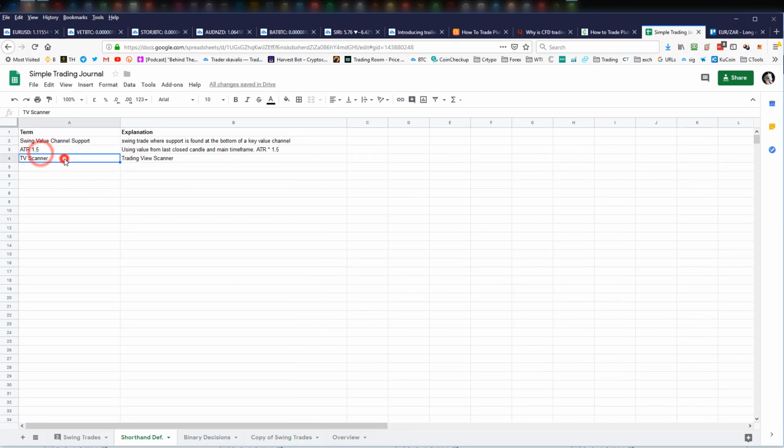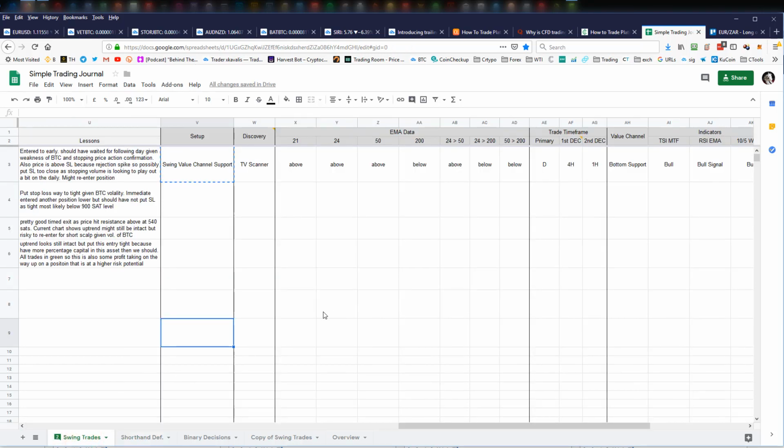Here, for instance, I have TV scanner, TradingView scanner, and swing value channel support, a swing trade where support is found at the bottom of a key value channel. And then this ATR definition is using the value from the last closed candle and main time frame ATR 1.5. I probably should even describe that a little bit more, because it does make sense. I probably should just put main trade entry time frame. That way it's just more clear on exactly what that means.